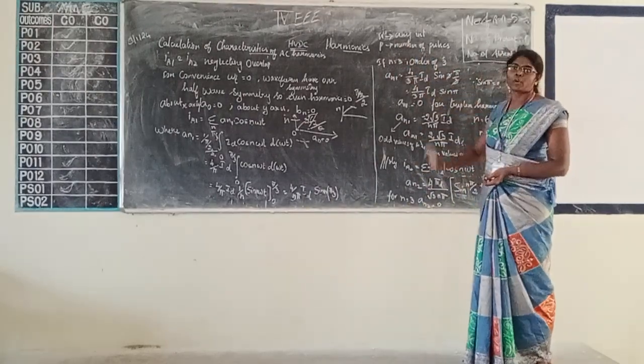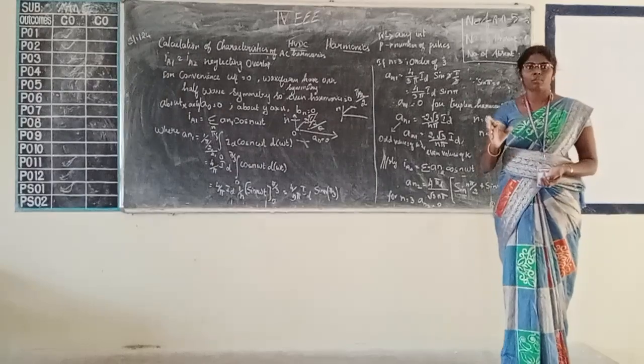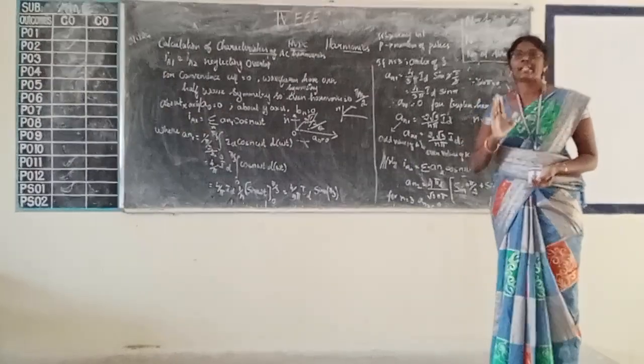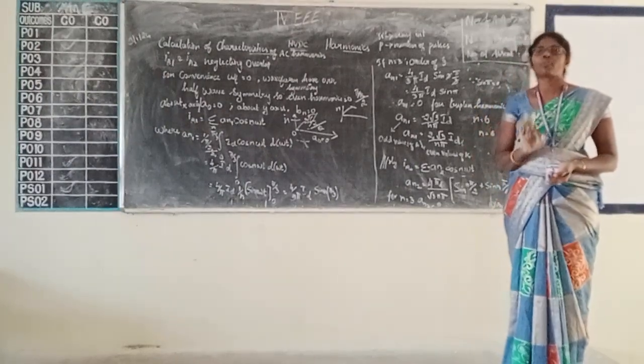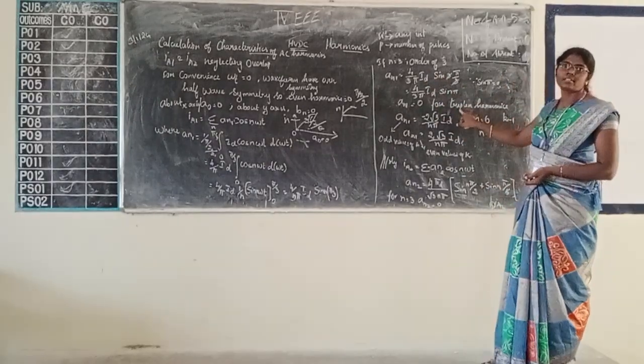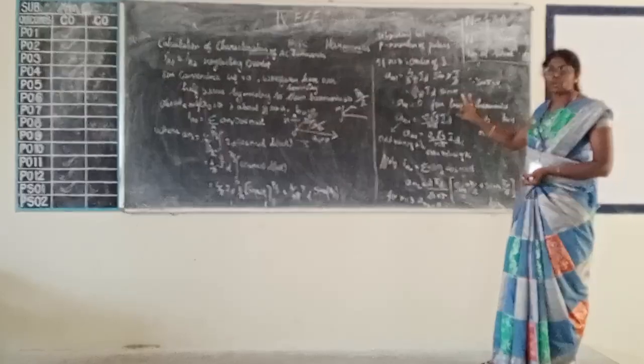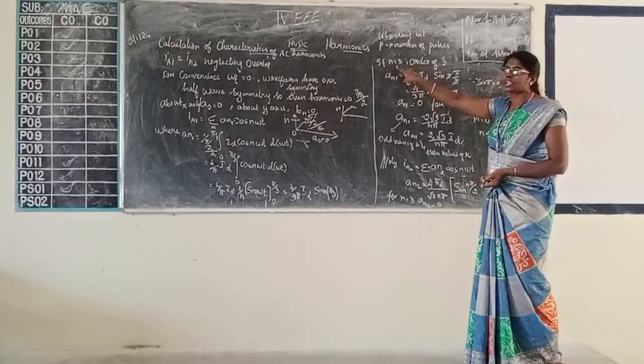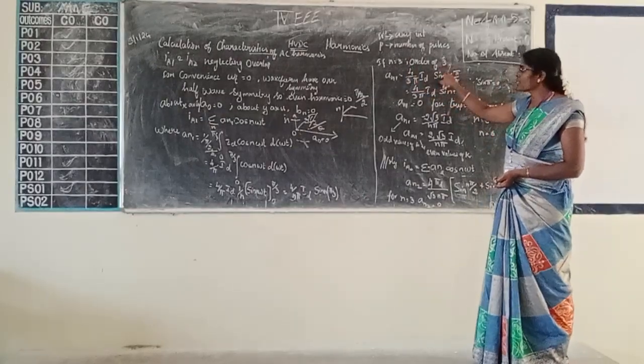Now I am going to take only the odd harmonics. So I am considering n as 3. The order of harmonics is 3, which we can also call triplet harmonics or order of 3. So they are substituted as n is equal to 3.